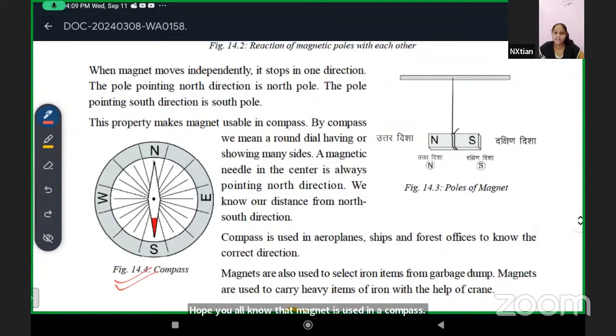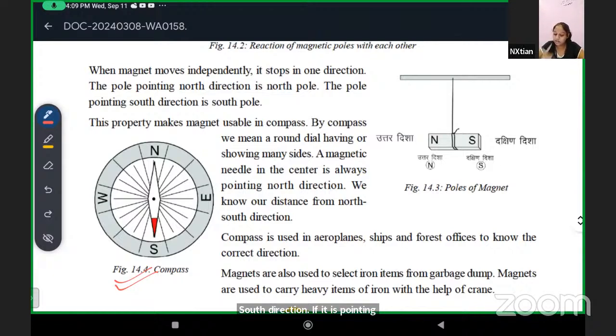Yeah, I made this. You made this. Okay, yeah. So now if the needle is pointing to the north direction, it is the North Pole, the north direction. South direction, if it is pointing in, it's the South Pole.